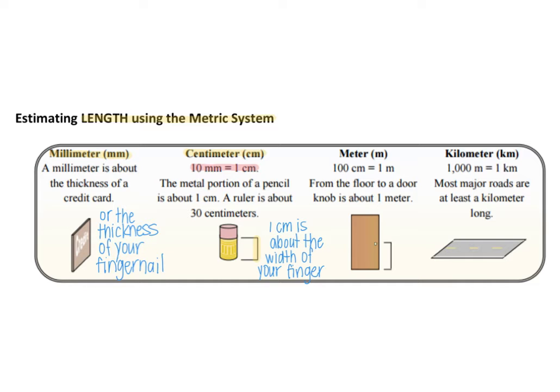A meter is 100 centimeters. It's about the height from the floor to a doorknob. We also can think about this if you spread your arms straight out. One of your arms would be about a meter as well. A kilometer is 1,000 meters. Most roads are at least a kilometer in length.